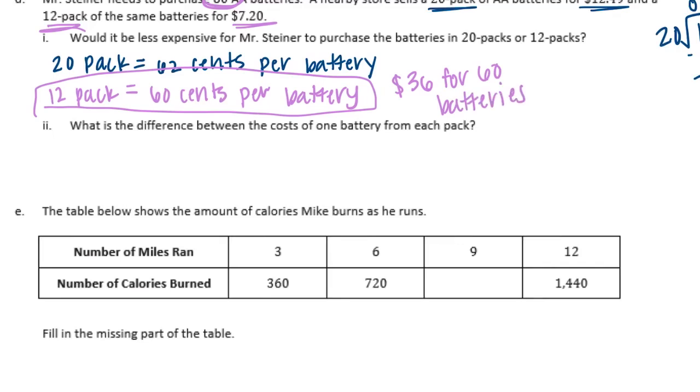What is the difference between the cost of one battery from each pack? So the difference between the cost of the batteries is right here, 62 cents and 60 cents. So the difference is 2 cents per battery.